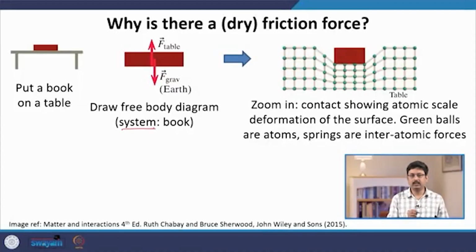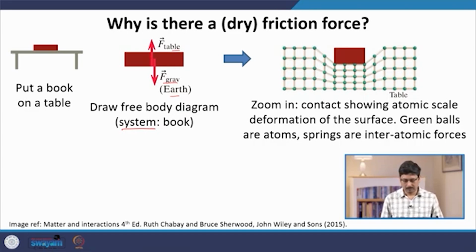Now, what are the forces on the book? We are going to consider the book as our system. In the surroundings there are the earth and the table, and there are forces: the gravitational force on the book by the earth, F grav, which is acting downwards through the center of mass of the book, and the force F table, which is upwards, by the table on the book.